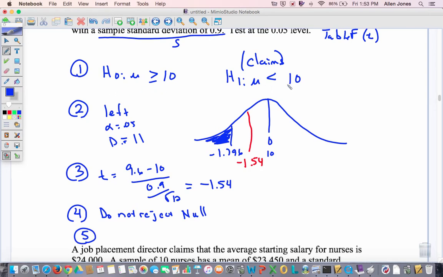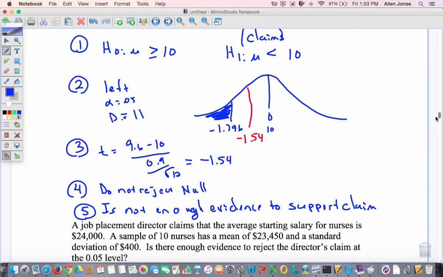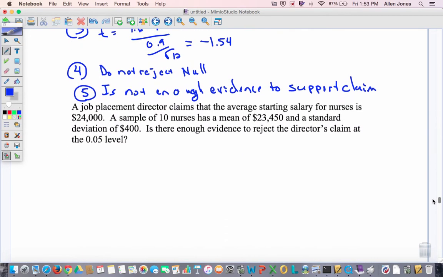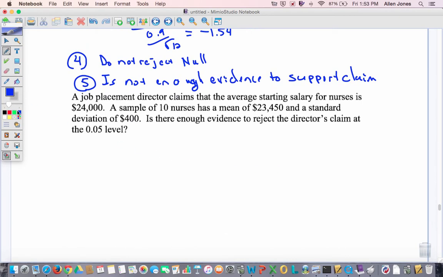And since we did not reject the null, we're saying the null is true, which means the alternative is false, which means the claim is also false, or there is not enough evidence to support our claim. All right, so there's our process, again noting that our different table is used and we have a negative score on that left hand side.